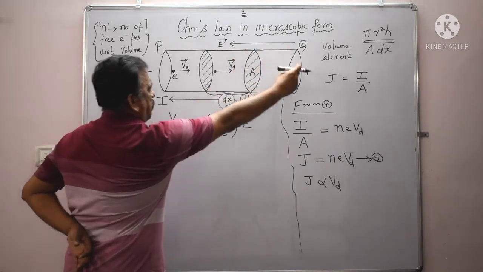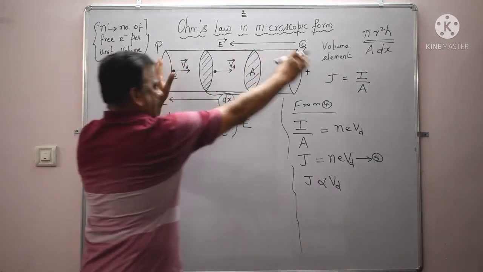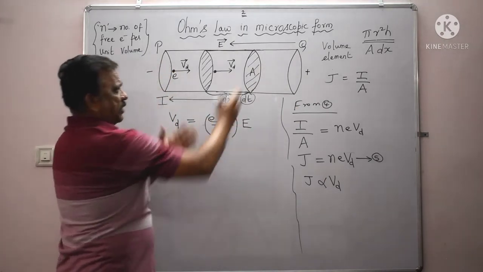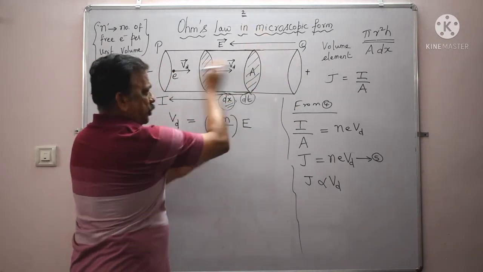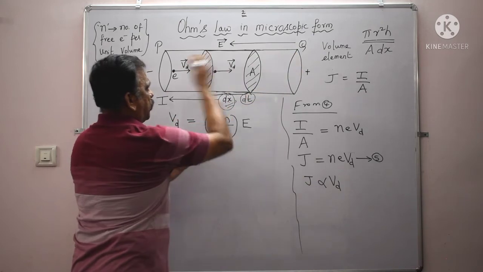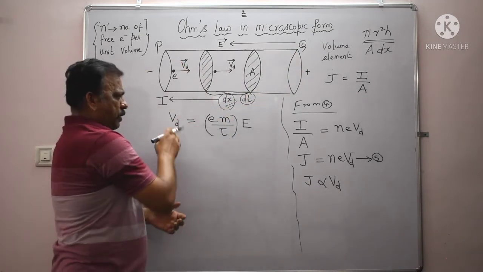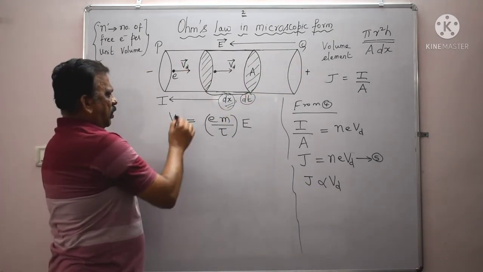Electric field always acts from positive charge to negative charge. So once I connect a battery between the two ends of the conductor, an electric field will be established inside the conductor from positive to negative. Now let me put this in vector form. Drift velocity is a vector.